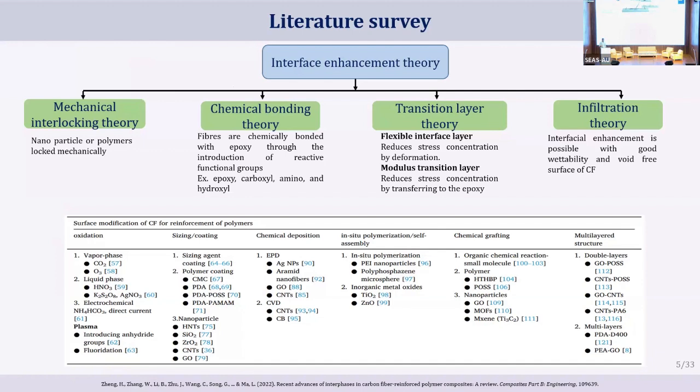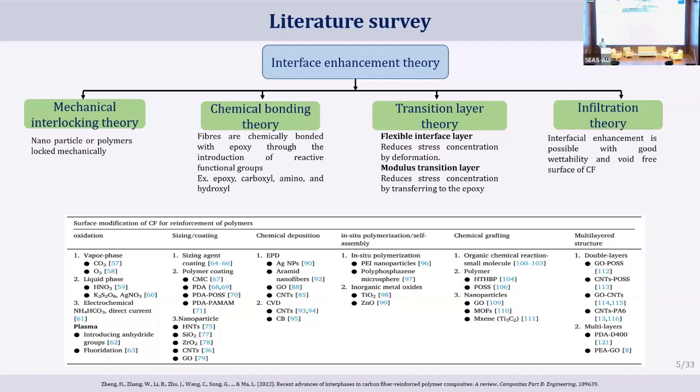And one more is the transition layer theory. Here, the interface has a variation in the modulus. If it is a lower, more flexible modulus, then stress concentration will be reduced because of the deformation of the interface region. If it is a higher modulus, then it transfers the load from the epoxy to the carbon fiber easily. And the infiltration theory says that the epoxy should infiltrate into the carbon fiber, and it should wet the fiber completely. Only then do we achieve better mechanical properties.